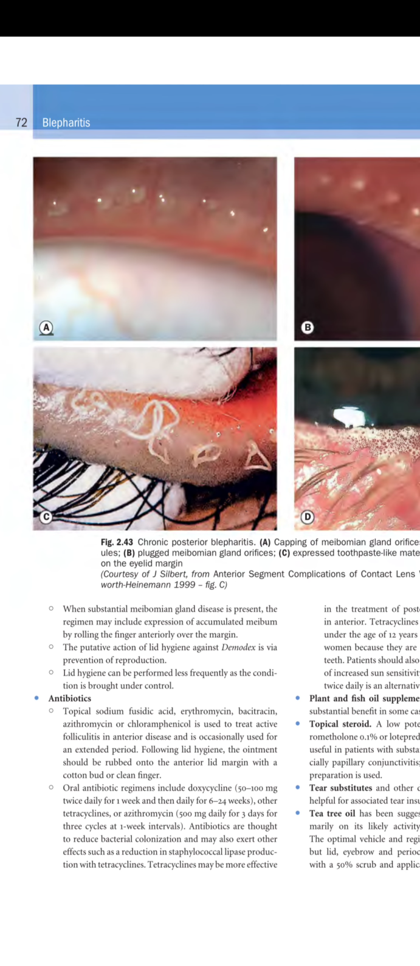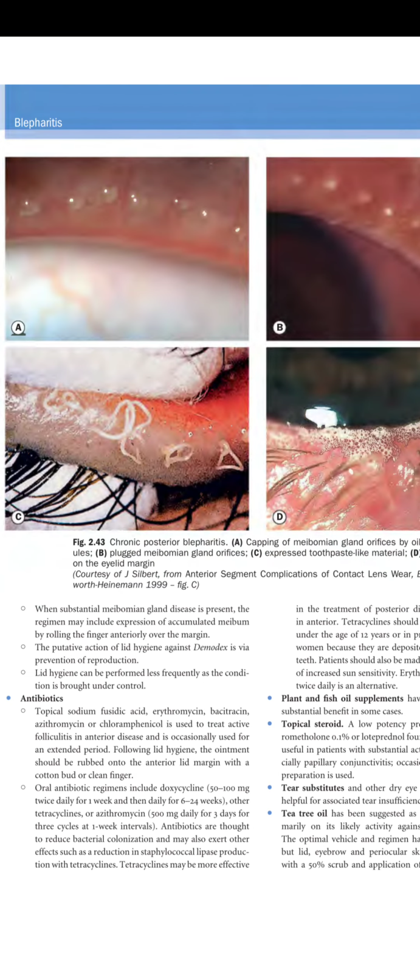So antibiotics. What is the use of antibiotics in the case of blepharitis? Antibiotics are given when the cases are associated with staphylococcal blepharitis, and there is a sensitivity to the staph aureus wall.